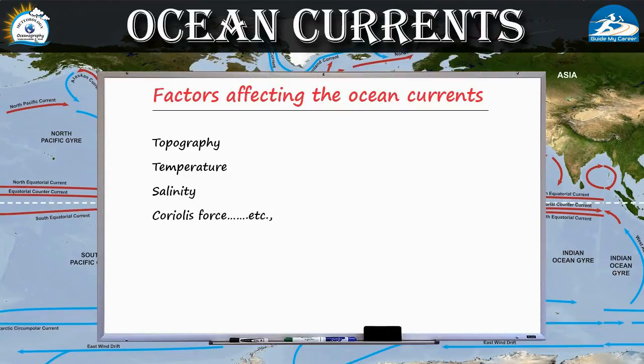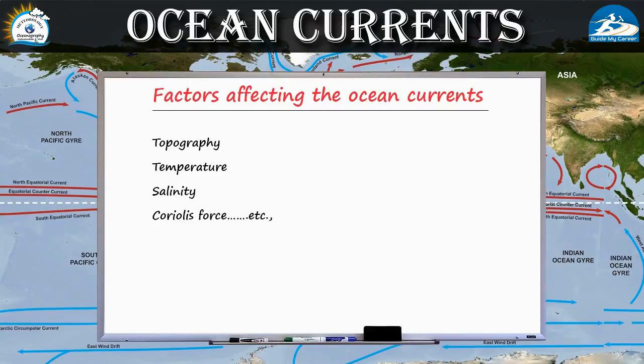Suppose one current is coming from a straight line direction, and when it reaches some obstacle like a landmass which is aligned pointing towards the southward or northward direction, then automatically the current also gets diverted to the south or northward direction, right? Means when a current in a straight line direction approaches any obstacle like a landmass, it follows the shape of that landmass. The direction of the current will be the same as the shape of that landmass. Okay, this is how topography affects the ocean current.